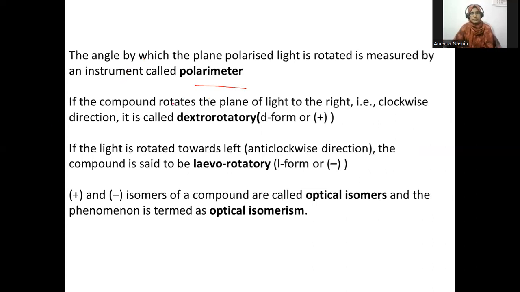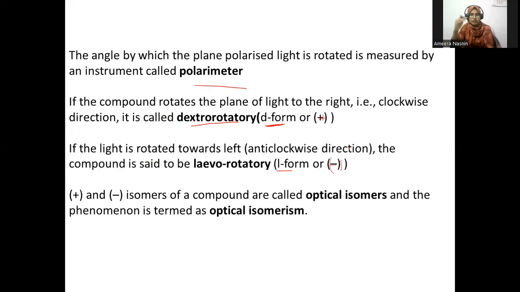If the compound rotates the plane of the light to the right, that is, if the light is getting turned in the clockwise direction, then it is called dextrorotatory. It's denoted by D form or with a plus sign. If the light is rotated towards left, that is anti-clockwise direction, the compound is said to be levorotatory. In short, it's written as L form or just a minus sign.